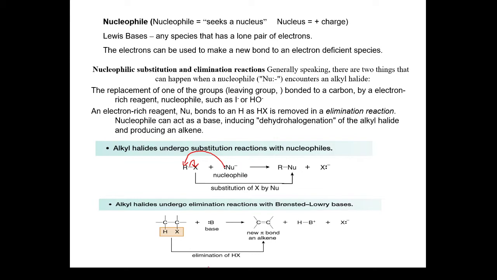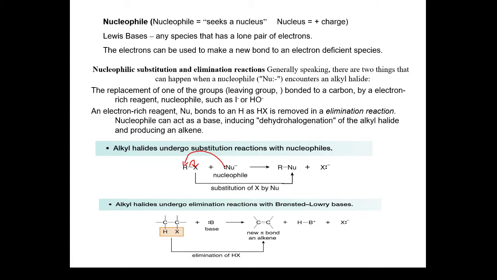Now, I want to point this out. Electrons always follow the arrow. You always draw an arrow from where the electrons are to where they're going. Okay, so carbon isn't attacking the nucleophile. The nucleophile is attacking carbon.